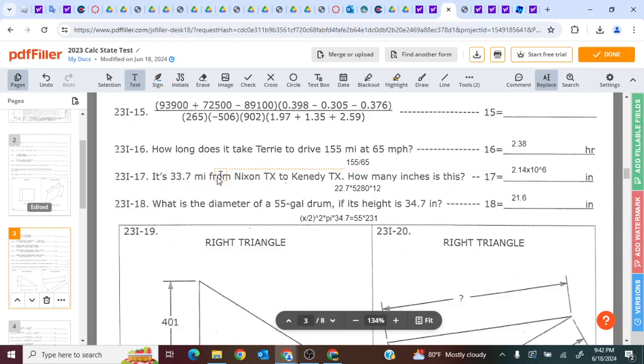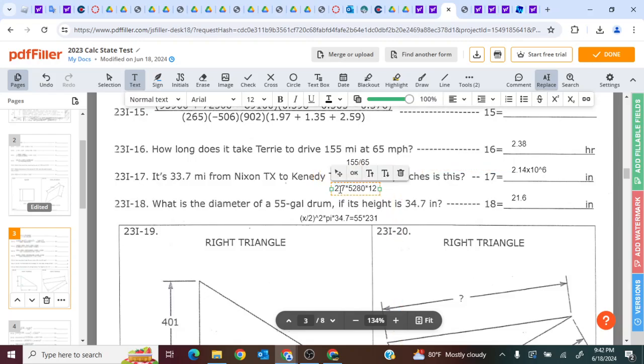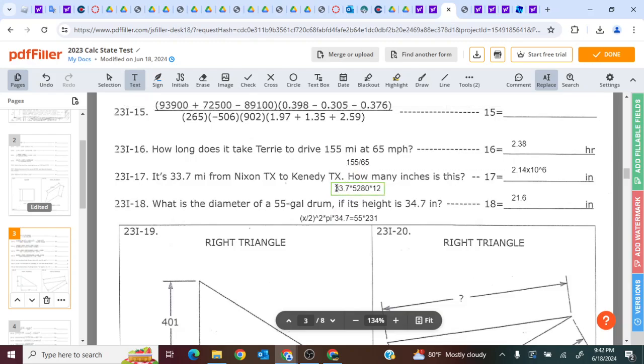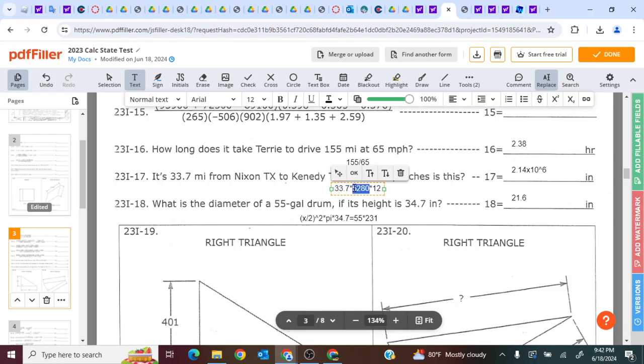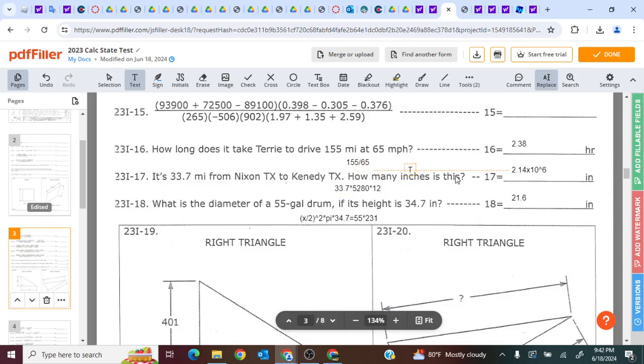Is 33.7 miles from here to there? How many inches is that? Well, you got to convert 33.7 into inches. So take the number in miles, then multiply it by the number of feet in a mile, and multiply by the number of inches in a foot. And if you do that, you will get a total of 2.14 times 10 to the 6 inches.